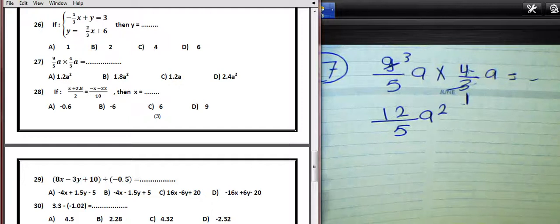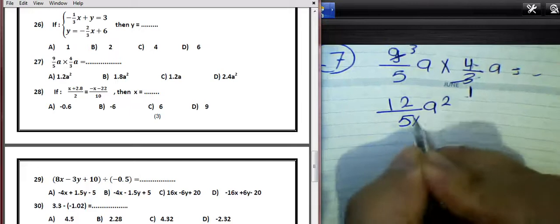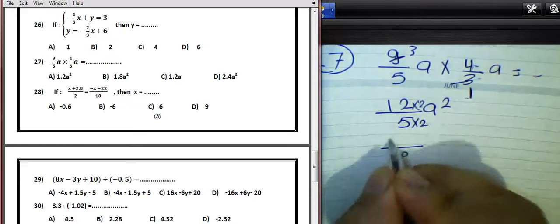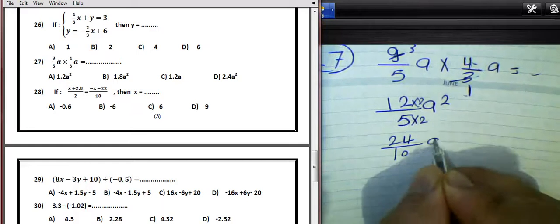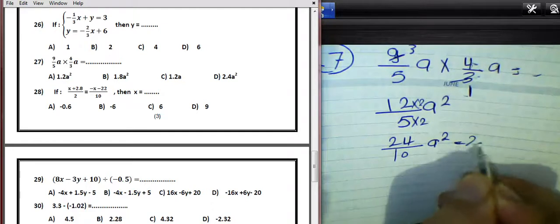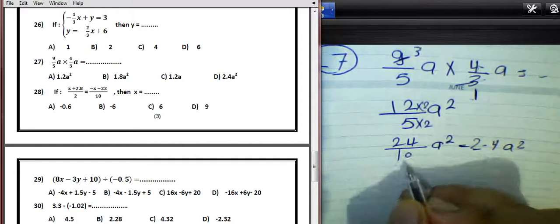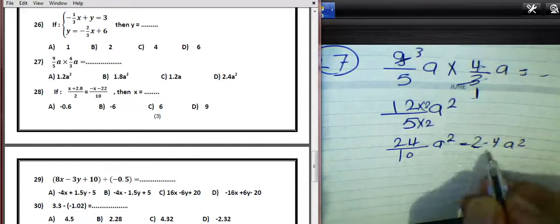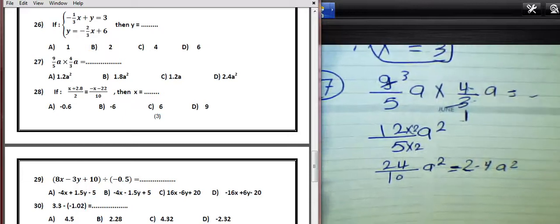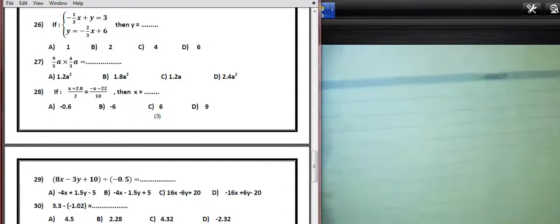We can convert this fraction to decimal by multiplying the numerator and denominator by 2, because 2 times 5 equal 10, so the denominator will be 10. 2 times 12 equal 24, then the result will be 24 over 10 a power 2 equal 2.4 a power 2, because 24 divided by 10 equal 2.4. We must write the point after one digit from the left-hand side, so the result will be 2.4 a power 2, letter D. And what about question 28?